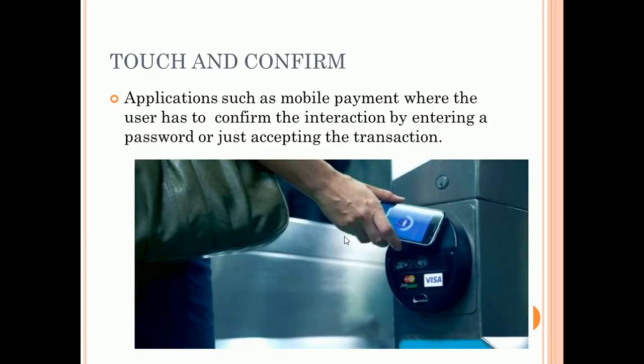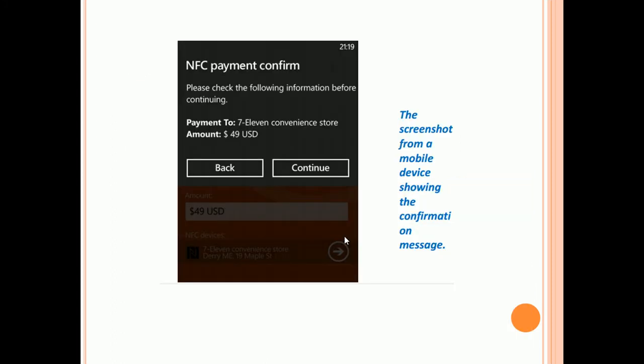Then the next application is touch and confirm. Applications such as mobile payment, where the user has to confirm the interaction by entering a password or just accepting the transaction, is the best known example of touch and confirm. The screenshot from a mobile device showing the confirmation message is given in this diagram. Here you can see NFC payment confirm, and the payment confirmation is given here. Then you can decide whether to continue or whether to go back.